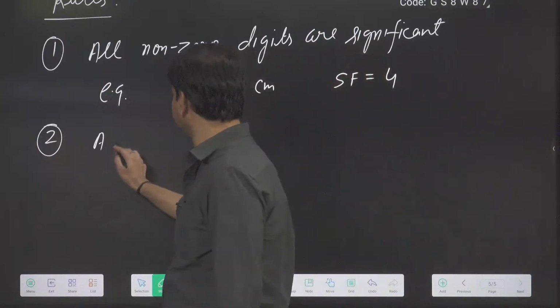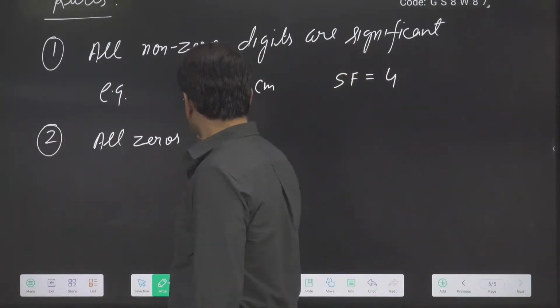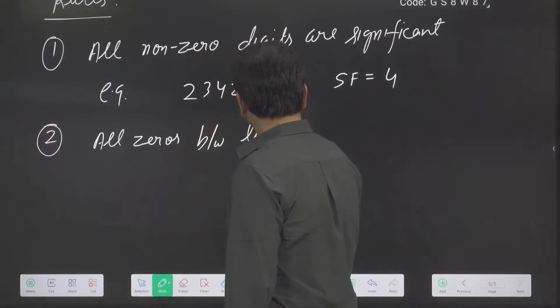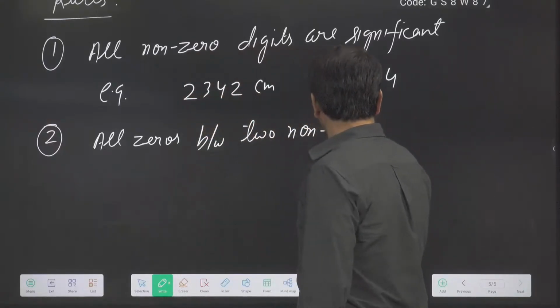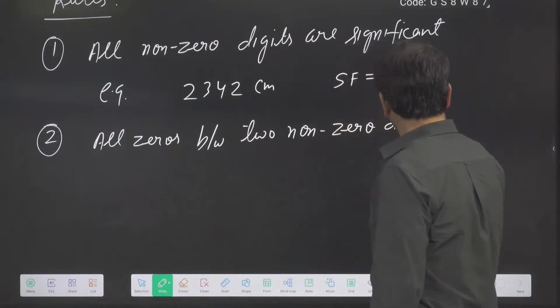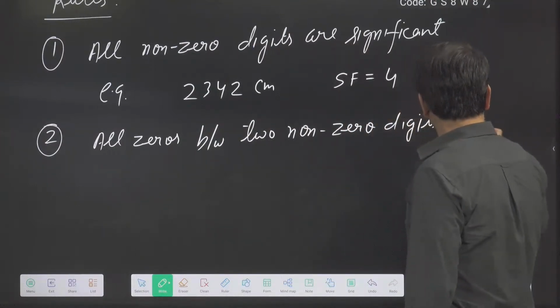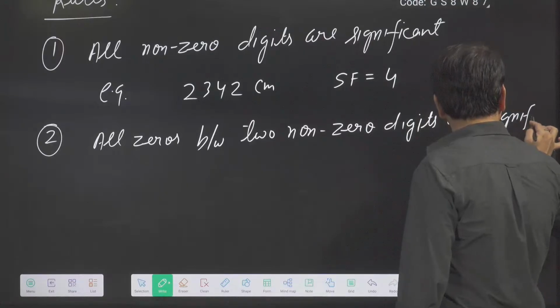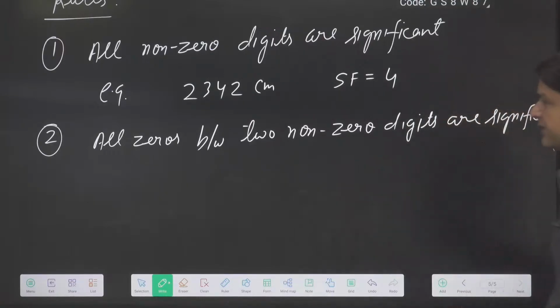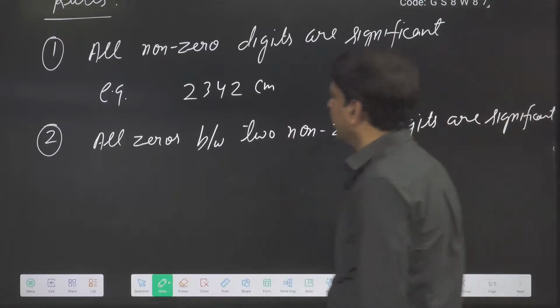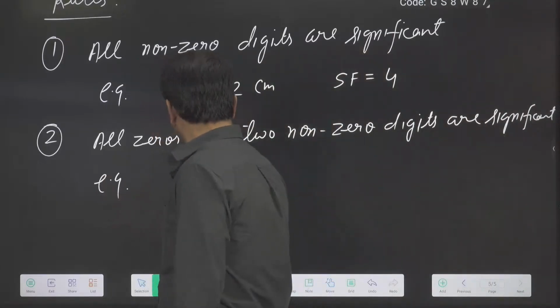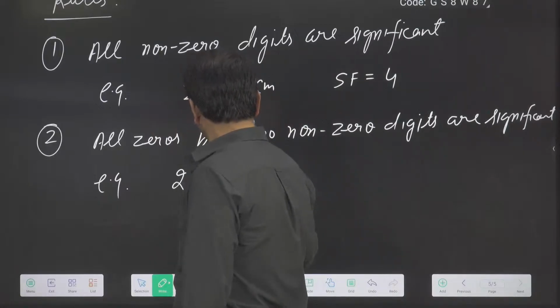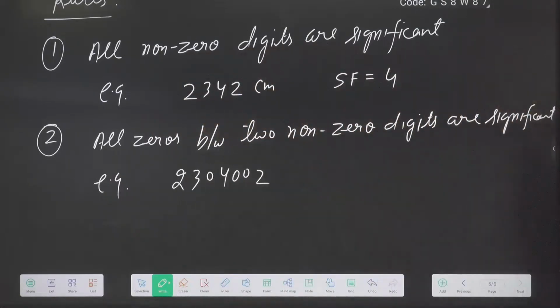Second rule: all zeros between two non-zero digits are significant. So what I am saying here is, all zeros between two non-zero digits are significant. Suppose I am writing an example. How many significant figures are there? How many significant figures are here?